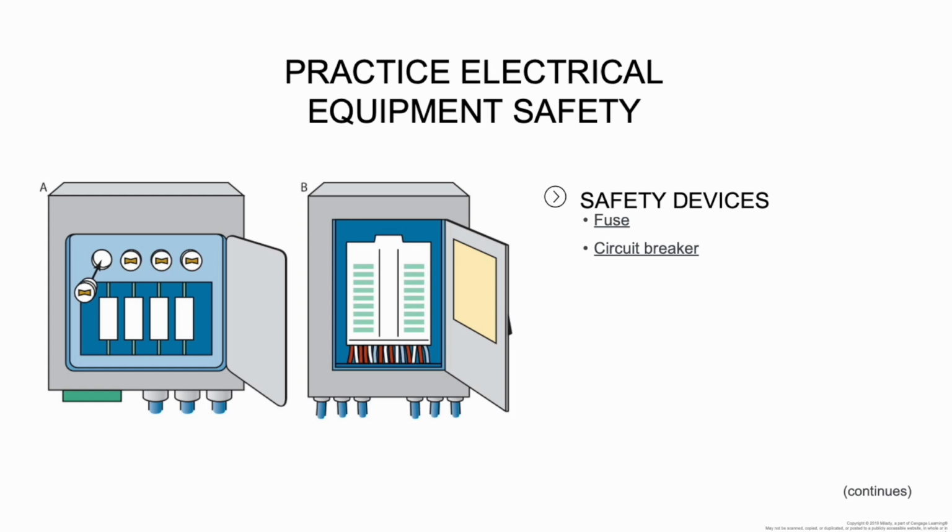Practice electrical equipment safety. I don't know where I got practical from, but practice electrical equipment safety. So safety devices are two things that you've probably seen in your home: a fuse and a circuit breaker. A fuse prevents excessive current from passing through a circuit, while a circuit breaker is a switch that automatically interrupts or shuts off an electrical circuit at the first indication of an overload. In your environment, you should have both a fuse box and a circuit breaker.